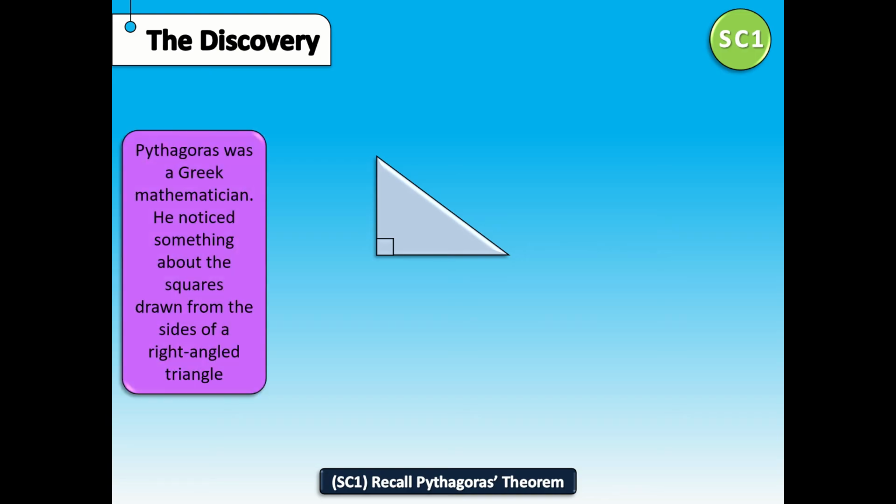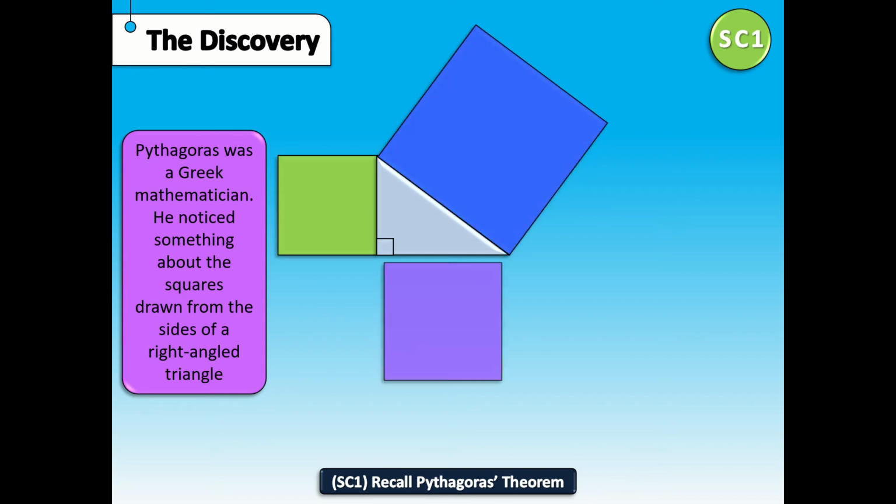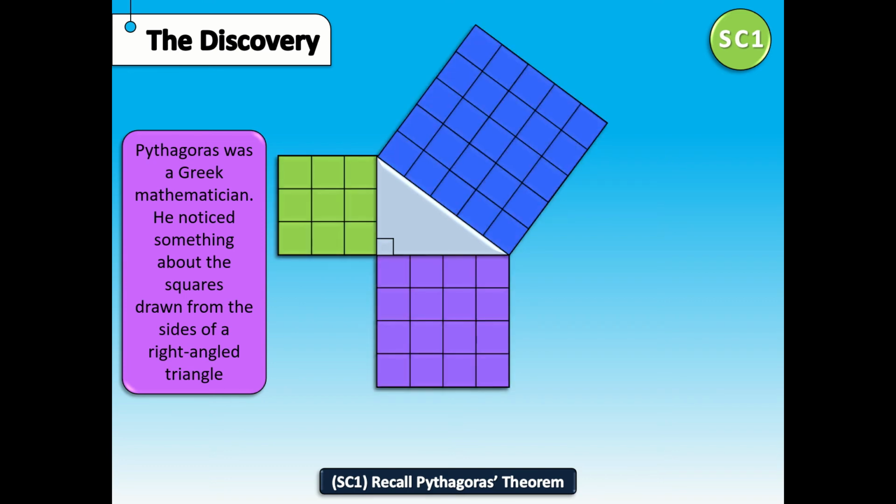So the discovery. Pythagoras was a Greek mathematician, and he noticed something about the squares drawn from the sides of a right-angled triangle. If you add the area of those two squares together, you will always get the area of the square on the longest side of the right angled triangle.